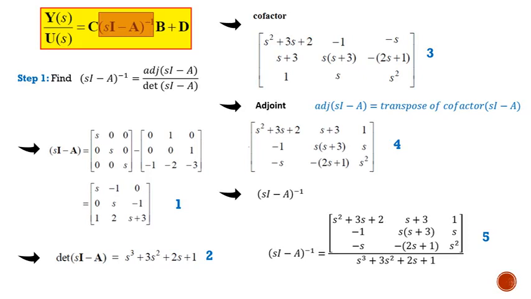Then, the adjoint of (sI minus A) is the transpose of the cofactor of (sI minus A), you should get equation 4. Now that we have the adjoint of (sI minus A) and the determinant of (sI minus A), thus we can obtain the inverse of (sI minus A) shown in equation 5. Now we are ready to solve the state space to transfer function problem.